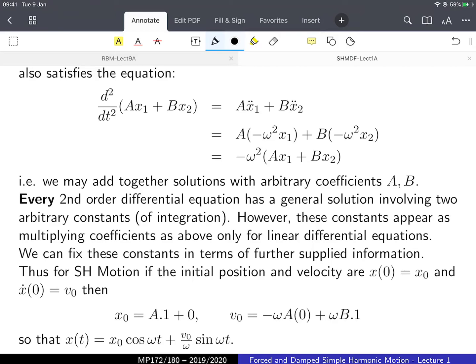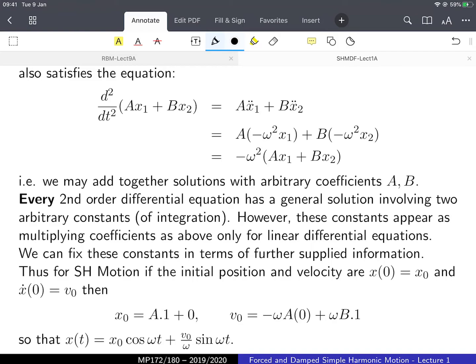Because you're integrating, so when you integrate once, your solution is up to an arbitrary constant, and then you have to integrate twice to get the final solution. So you'll have a second arbitrary constant. So every second order differential equation has two arbitrary constants of integration.